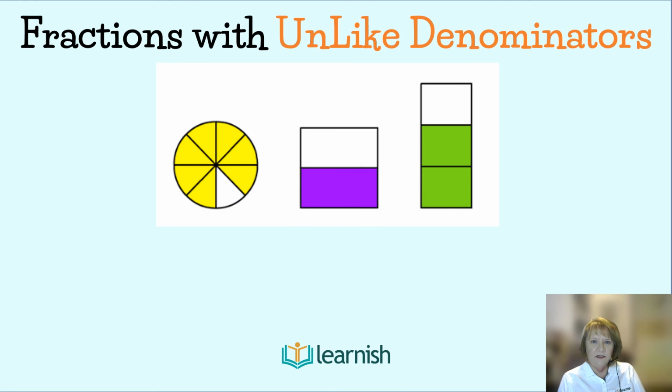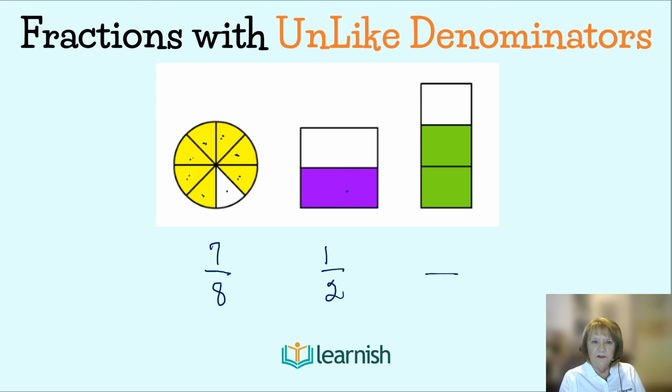Fractions with unlike denominators always have different denominators. The denominators are not the same, they're all different. So those fractions are divided into different parts. For example, this yellow circle is divided into 1, 2, 3, 4, 5, 6, 7, 8 equal parts. That's our denominator. And 1, 2, 3, 4, 5, 6, 7 out of 8 of those are shaded. So that's our numerator. The square is divided into 2 equal parts, and one of those is shaded, so 1/2.